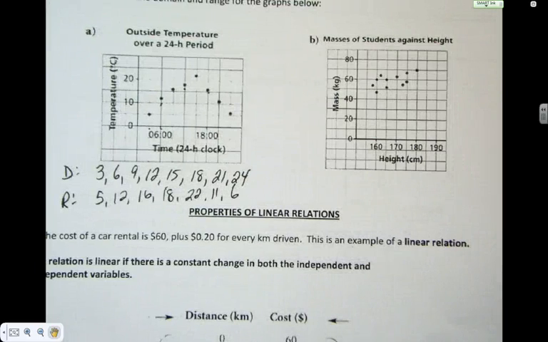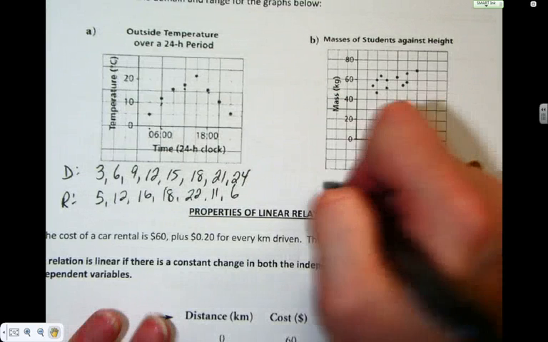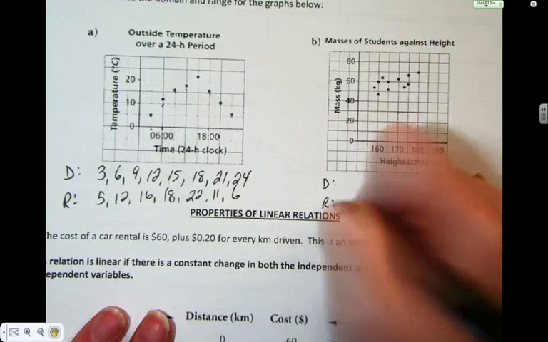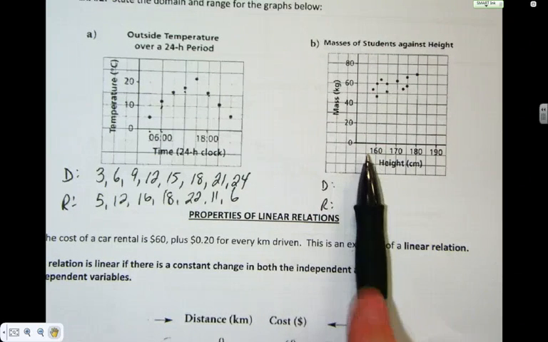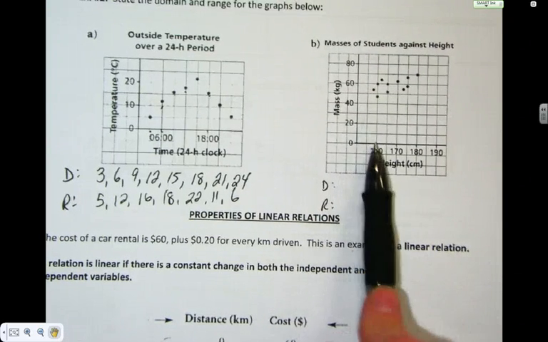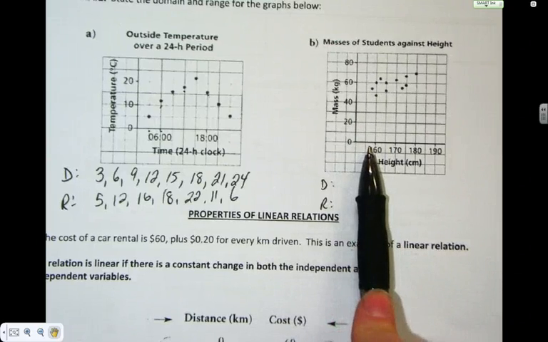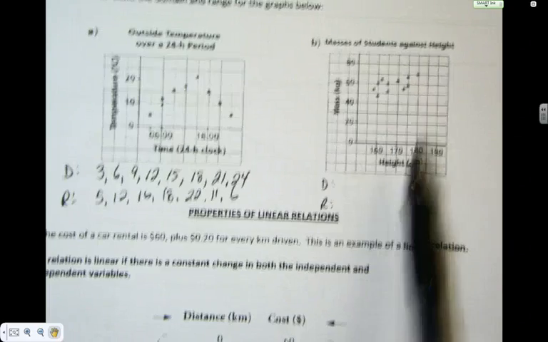Then we get to something like this, and we're like, why? Why can't it just be with arrows? Yeah, that's it. We leave it. That's it. Domain and range.